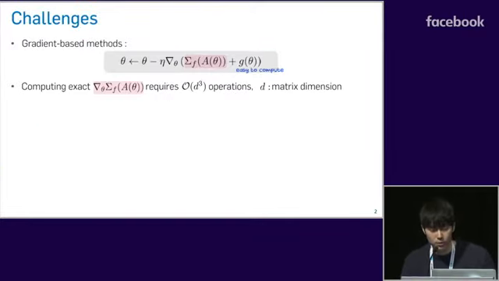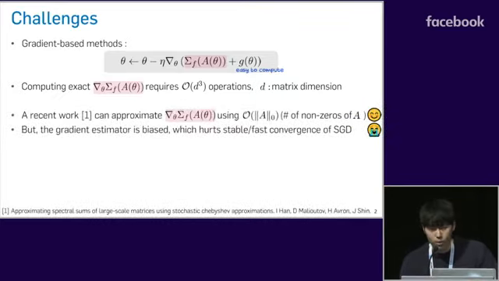To solve the optimization, the gradient descent method can be used. However, computing the gradient of the spectral sum exactly has a cubic time complexity with respect to matrix dimension. This is expensive for large-scale matrices. Recent work on spectral sum approximation suggests that one can estimate the gradient in linear time with respect to the number of non-zero entries of matrix A. This is much cheaper than the exact one.